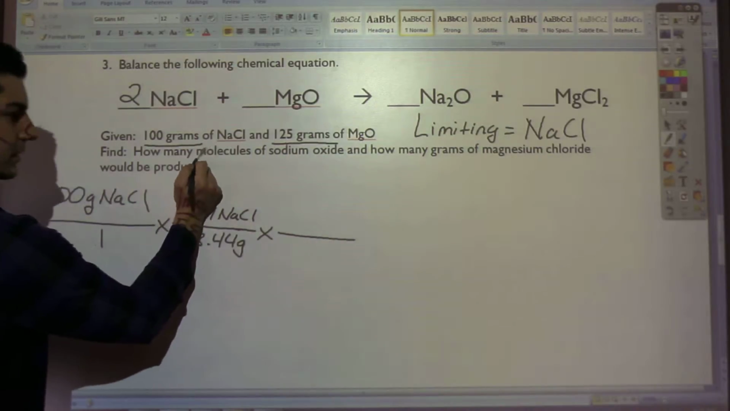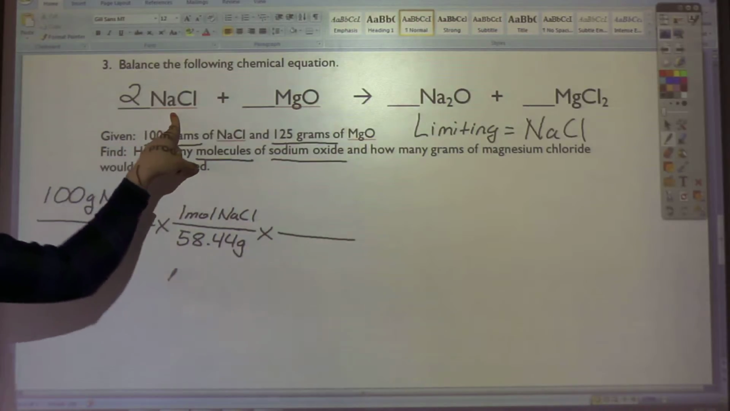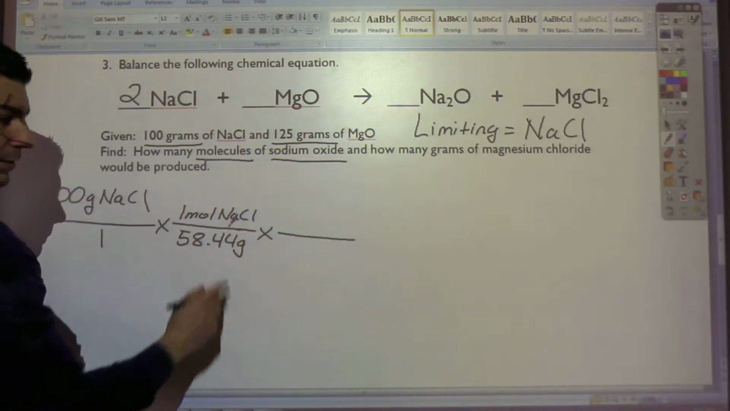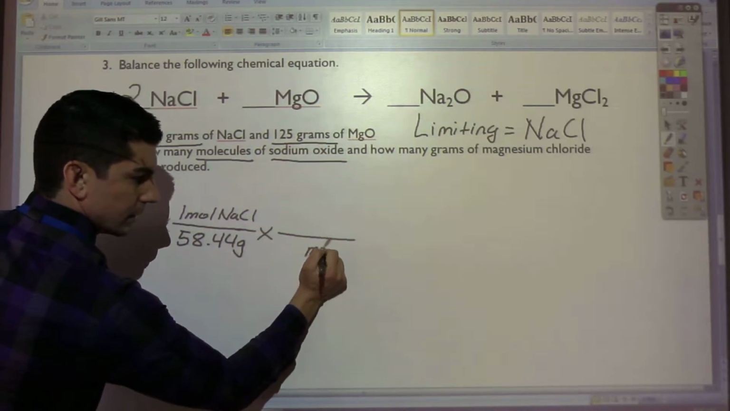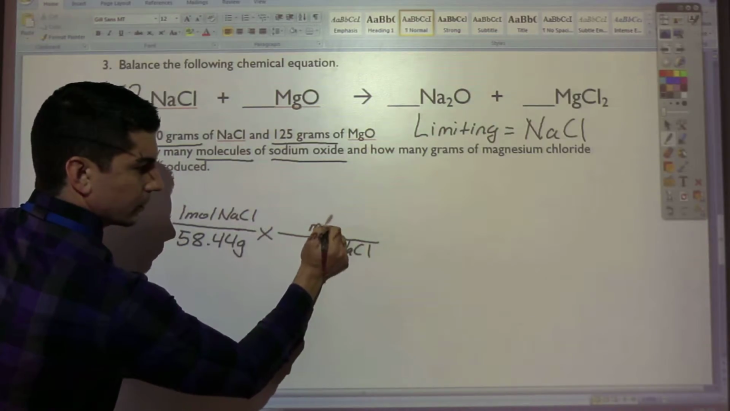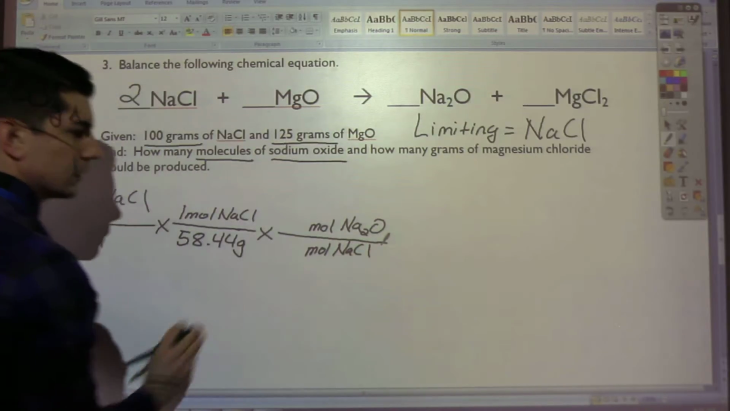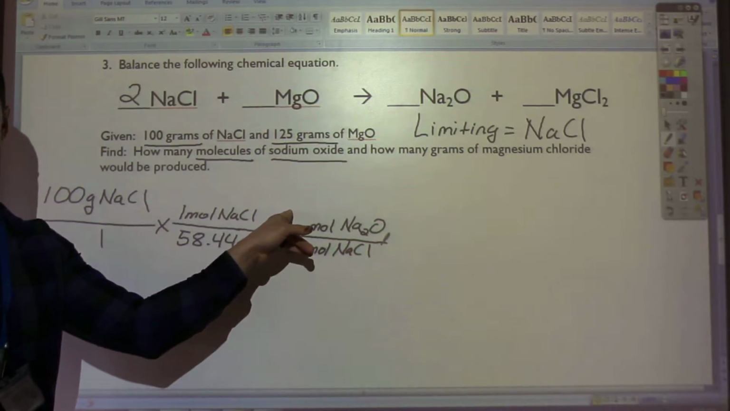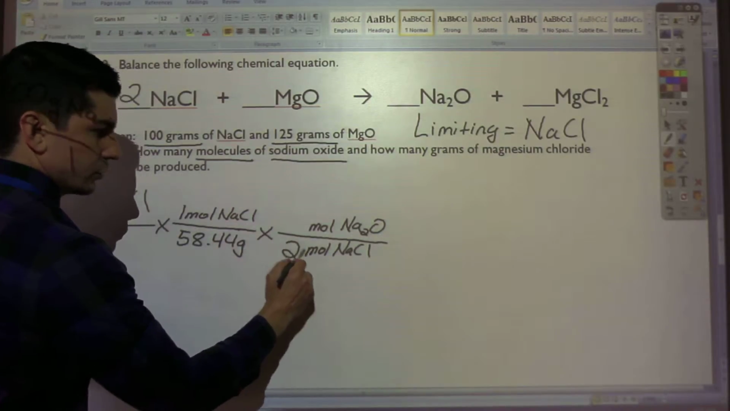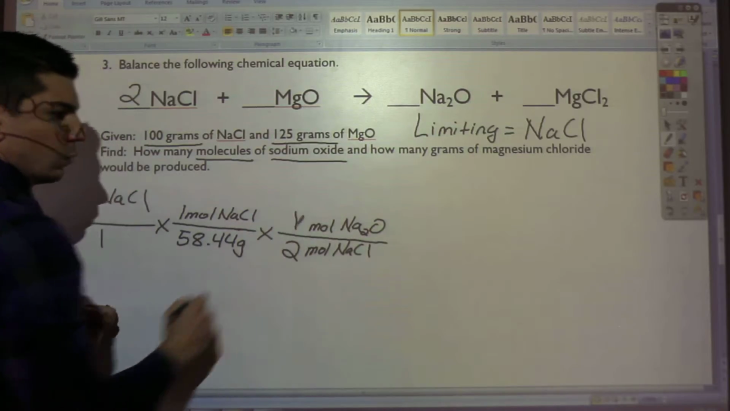In the first part, it's asking for molecules of sodium oxide. So we want to go from moles of NaCl to moles of Na2O. In order to get moles of NaCl to cancel out, we're going to have that on the bottom. And then on top is what compound we're trying to get to, and they are asking for moles of Na2O. So, how do we get the numbers from here? Again, we're going to go up to our balanced chemical equation. 2 goes down at the bottom. In front of Na2O, there's nothing there, so that's a 1.